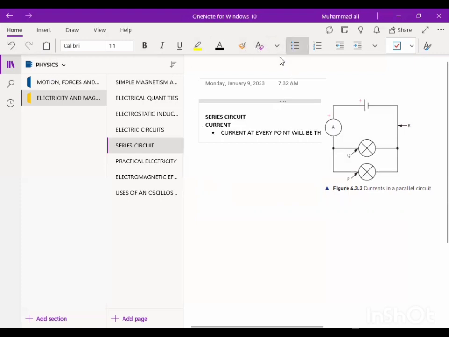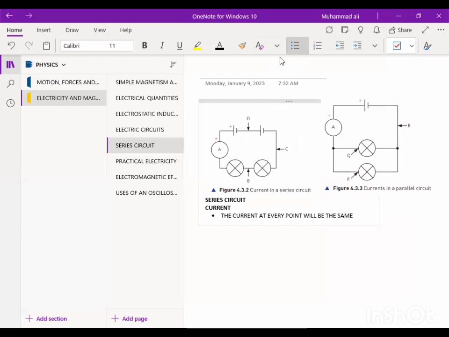Now talking about potential difference, right? So for potential difference, what is the thing? That the sum of the potential difference across each component is equal to the potential difference of the whole circuit.